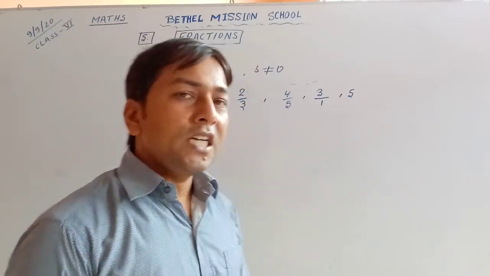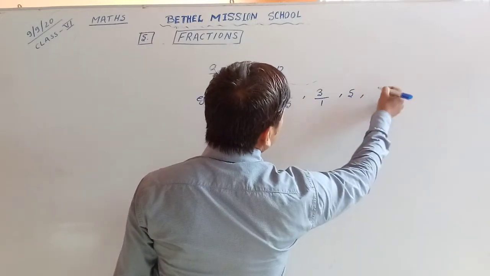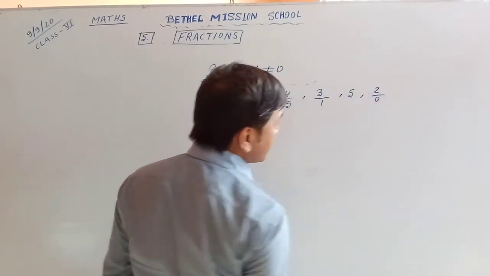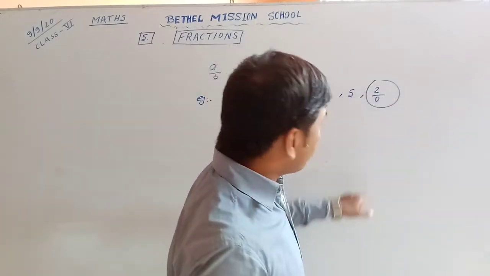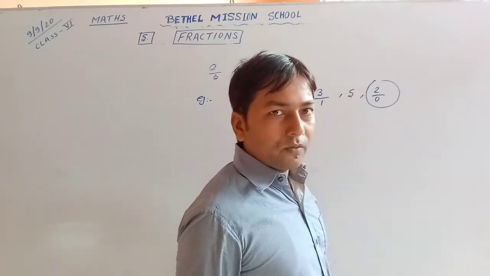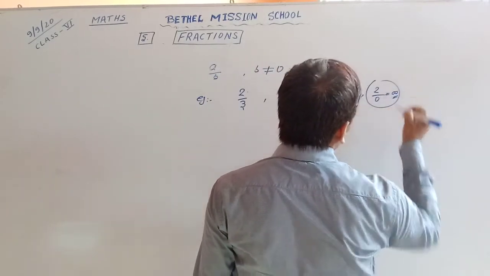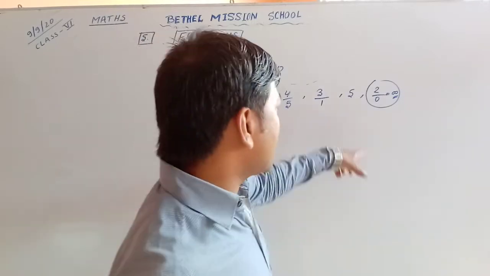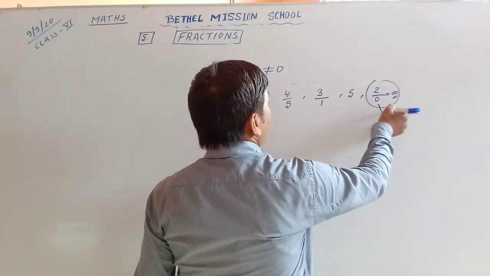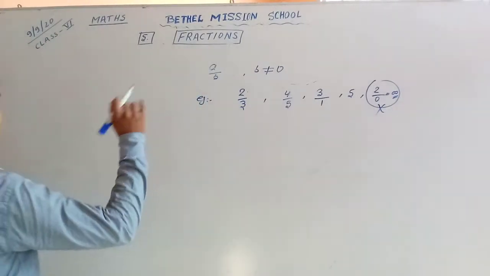Okay? Now, we can't write this type of number. This is not a fractional number, because when you divide any number by 0, we get infinite. What is infinite? There is no limit, unlimited. That's why this is not a fractional number.